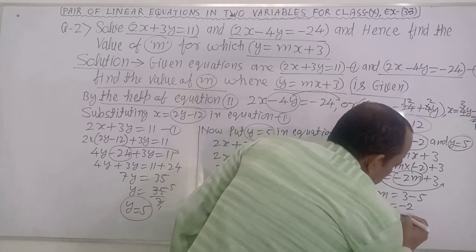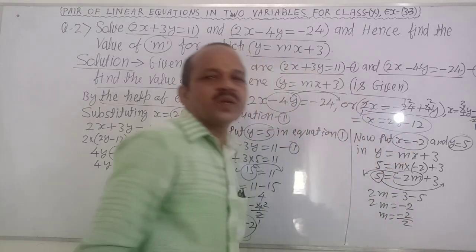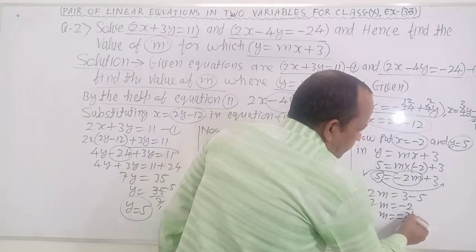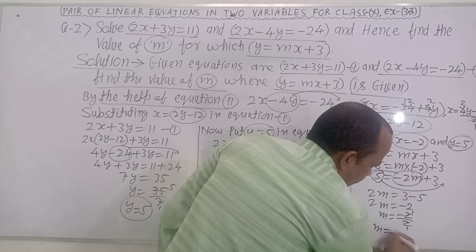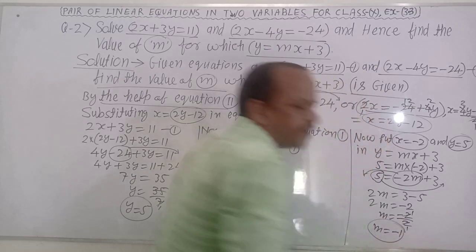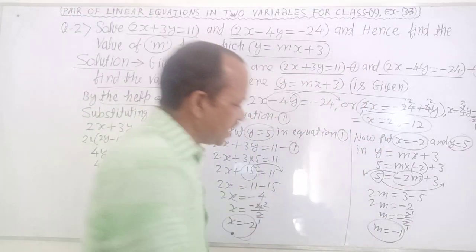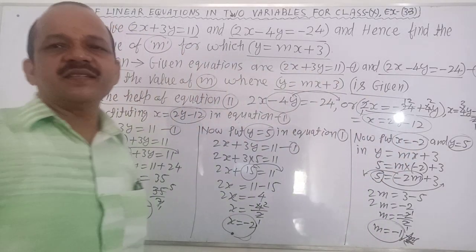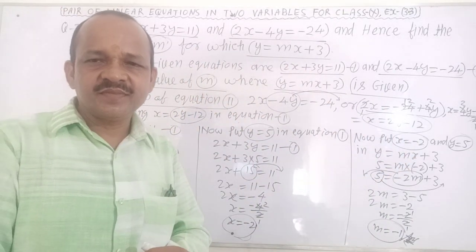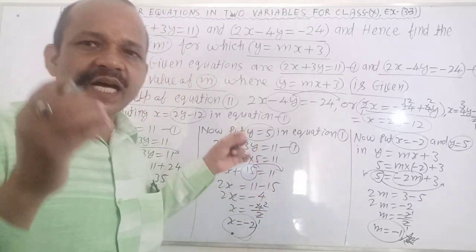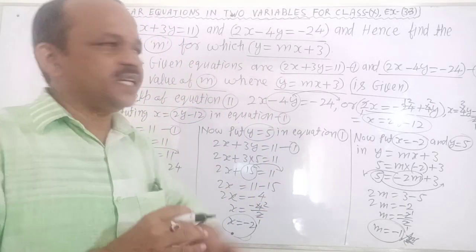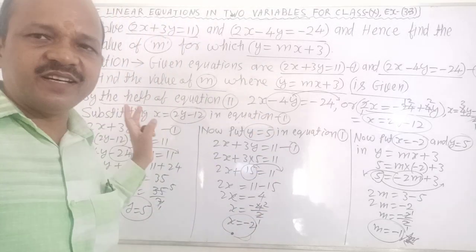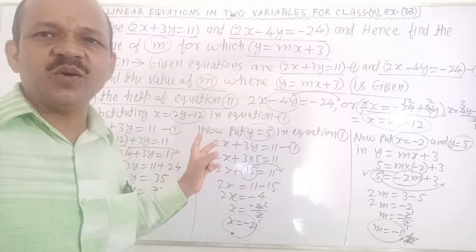m equal to minus 2 by 2. You can cut it. 2 ones are 2, 2 ones are 2. You find m equal to minus 1. It is your answer. You find your answer very easily. You can solve any question very easily by the help of this solution. Solution is clear? No confusion about it?